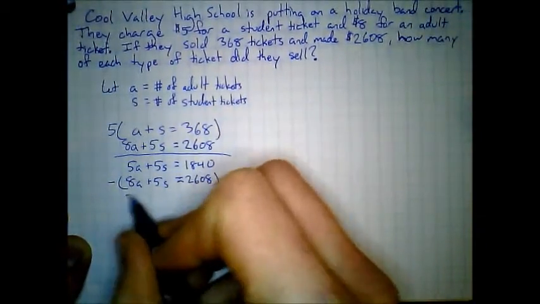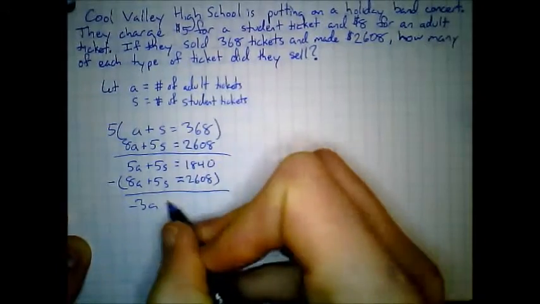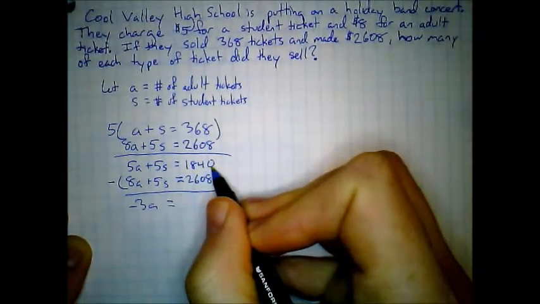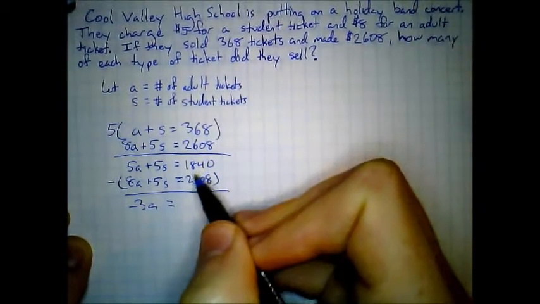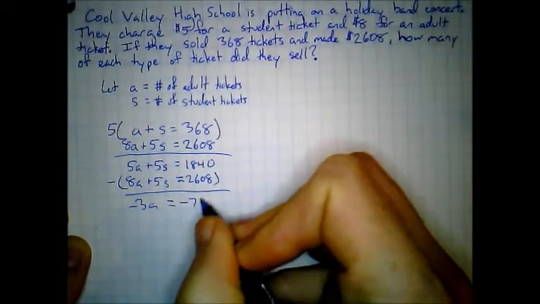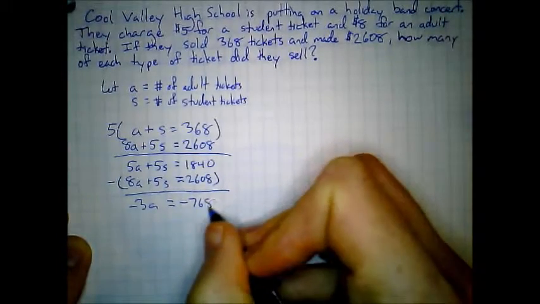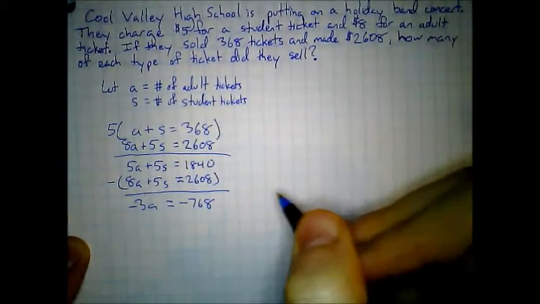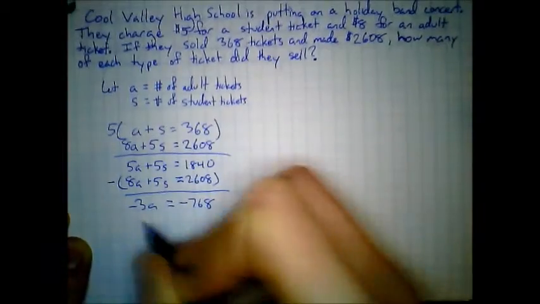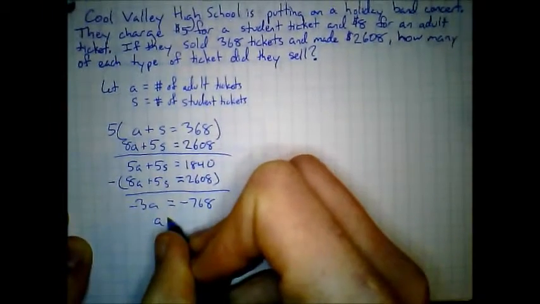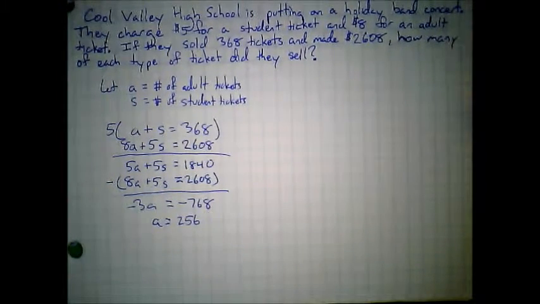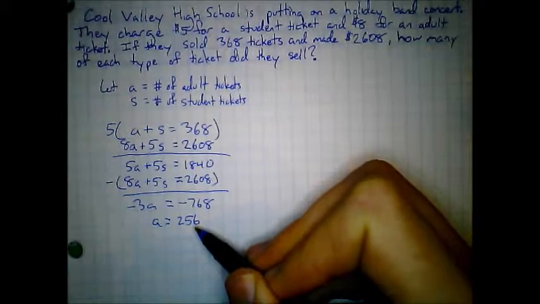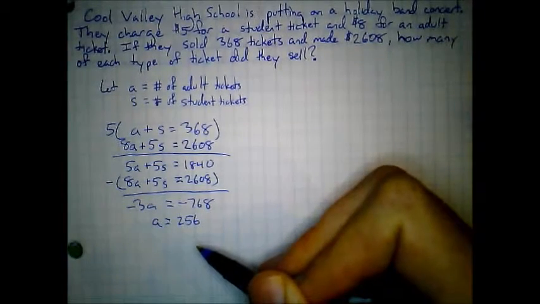5A minus 8A is negative 3A. And this equals 1,840 minus 2,608. We're just careful to do the operation we said we're doing. And this is negative 768. So we have negative 3A equals negative 768. We divide by negative 3, and we get A equals 256. So again, we got to be careful not to get lost in all the algebra we did. All this work told us that they sold 256 adult tickets.